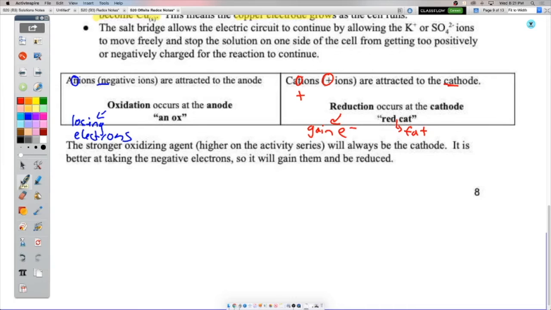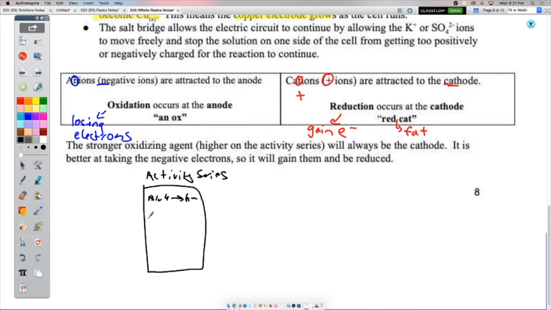Whoever's taking electrons is being reduced. So RED CAT, that's the cathode, right? Whoever is having electrons taken from them is being oxidized. AN OX, that's the anode. Okay, so when we're looking at our table, this is our activity series on page 4. We're going to be given two things that are connected, blah blah turns to blah blah, and then blah blah turns to blah blah.